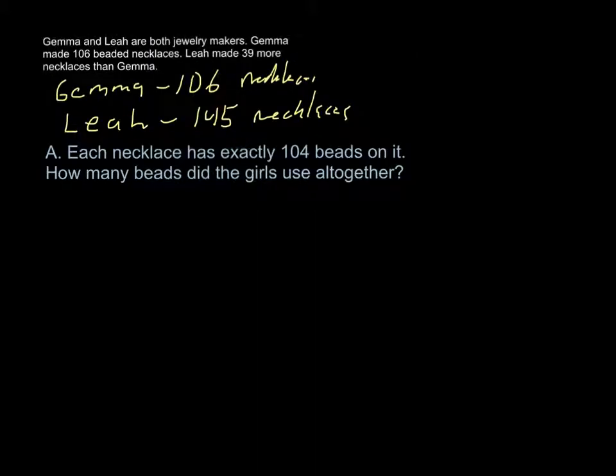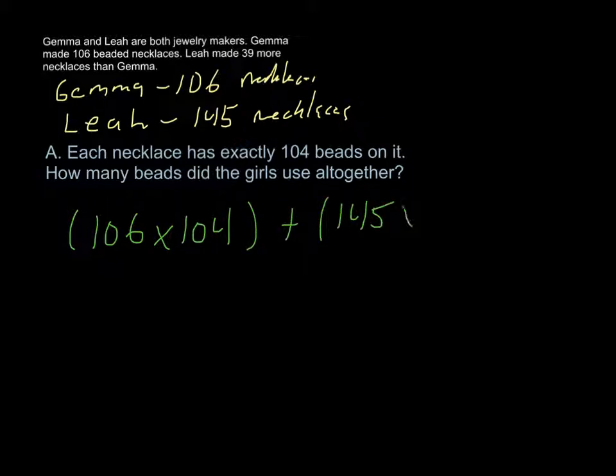Each necklace has exactly 104 beads on it. How many beads do the girls use altogether? Well, I know that I can write an equation, 106 times 104 for Gemma, plus 145 times 104 for Leah, and that's going to give me the total number of beads.